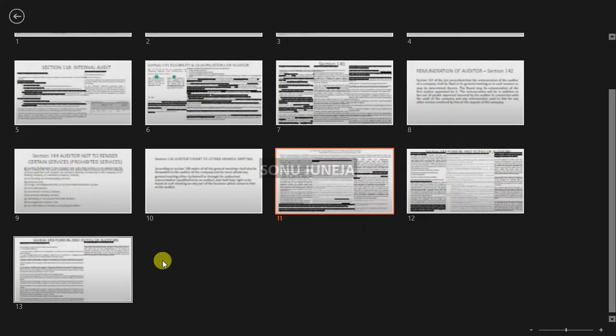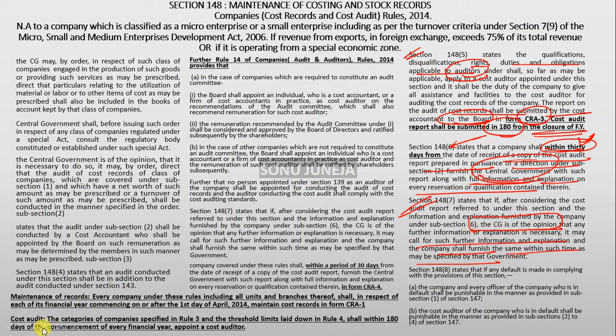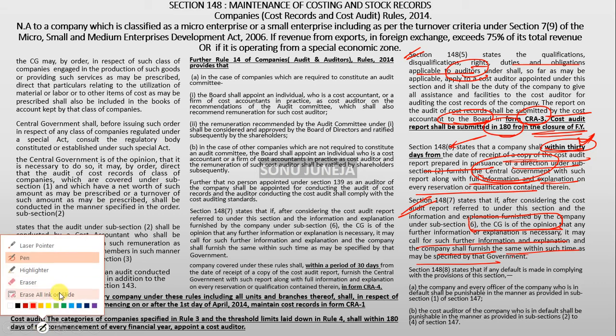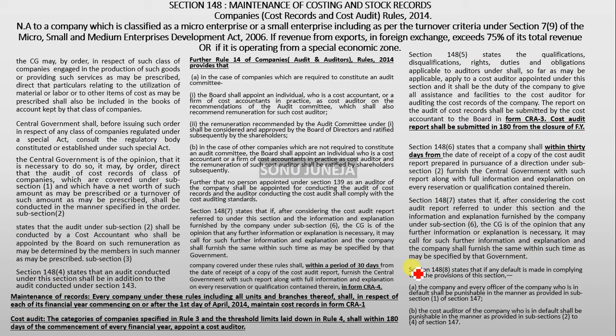Moving further, if any rule or responsibility is not complied with under this section, then the company and every officer in default shall be punishable in the manner of 147 subsection 1, which will be discussed in the upcoming videos, and the cost auditor will be dealt with in the manner as per 147 subsection 2 and subsection 4.